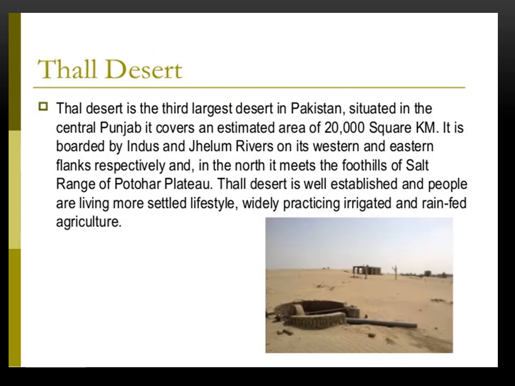Thal Desert. Thal Desert is the third largest desert in Pakistan, situated in central Punjab. It covers an estimated area of 20,000 square kilometers. It is bordered by the Indus and Jhelum rivers on its western and eastern flanks, respectively, and in the north it meets the foothills of the Salt Range of the Potohar Plateau. Thal Desert is well established and people are living a more settled lifestyle, widely practicing irrigated and rain-fed agriculture.